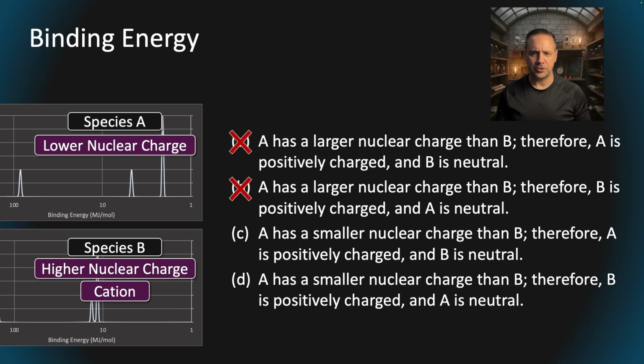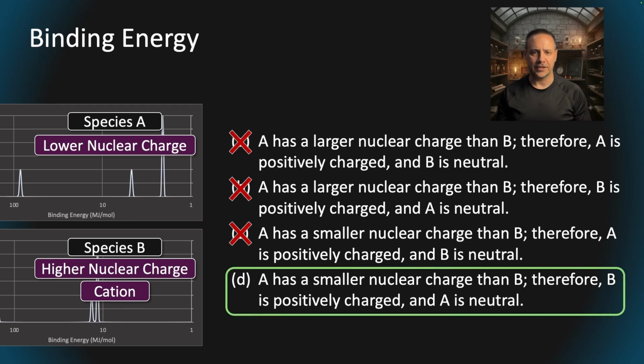C says that species A is the cation, so that one's wrong too. Don't just assume that D is correct, always double check. D says species A has a smaller nuclear charge, and B is the ion. That's consistent with what I found. D is the correct answer.